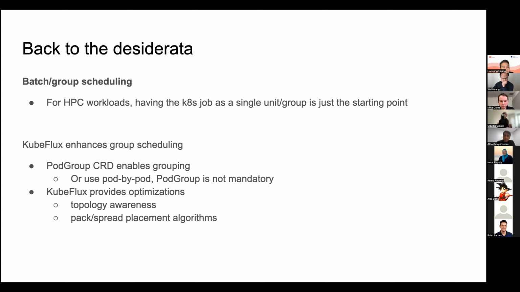Considering an MPI application for the easiest example. So we know that having that workload seen as a unique, a single unit or group, is very important because of how an MPI application works. You need to have all the ranks ready before starting, so we all know that. But having the ability to treat that kind of workload as a single unit is just the starting point.